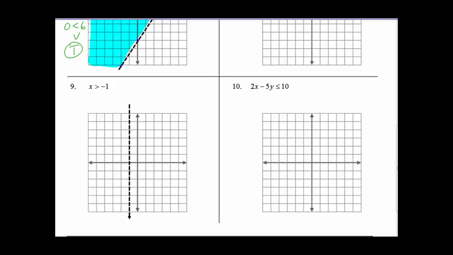And then we want to shade all the x values that are greater than negative 1. So the one thing good about these vertical lines is which on a number line on the x-axis are the numbers greater than negative 1, and that's everything to the right. So we're going to shade everything that's over here on the right.